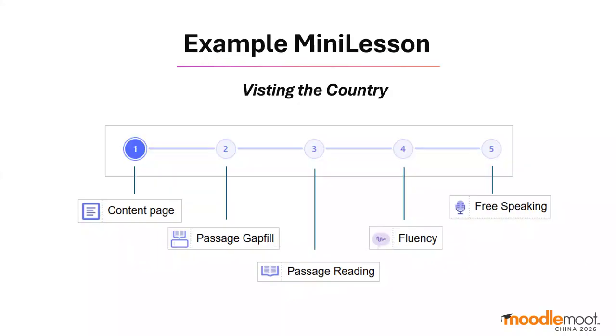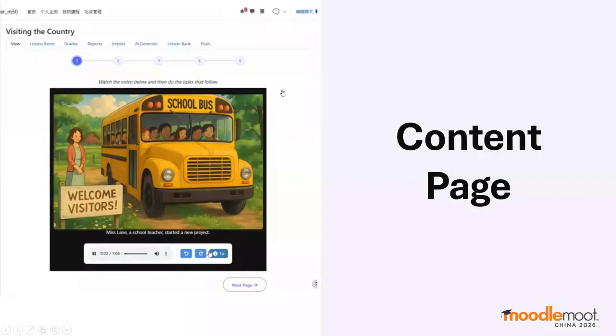I'm going to share an example of a particular mini lesson called Visiting the Country, and this is based on a reading passage. So all of the 5 items in the lesson are based on the same reading passage. We'll start with the content page, and then we'll look at a passage gap fill, then we'll look at a passage reading, then we'll look at a fluency activity, and then we'll look at a free speaking activity. I can see now that I've made a mistake in the title. Okay, so here is our content page, and in this case we can't see the passage immediately.